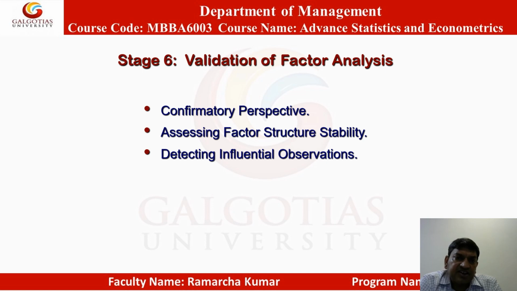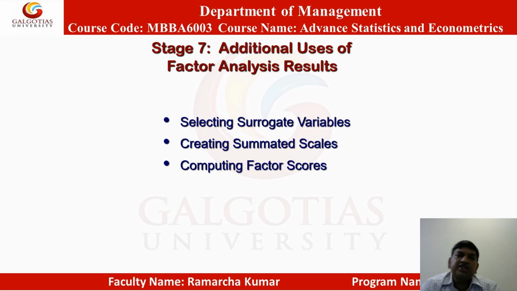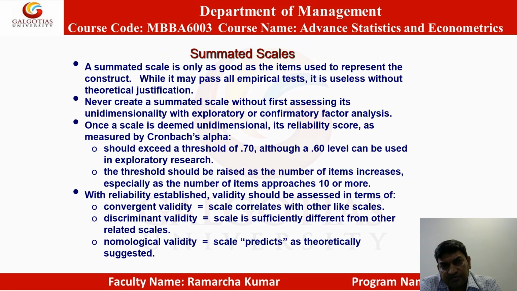Stage 6 is validation of factor analysis: confirmatory perspective, assessing factor structure stability, and detecting influential observations. Stage 7 is additional use of factor analysis results: selecting surrogate variable, creating summated scales, and computing factor scores.